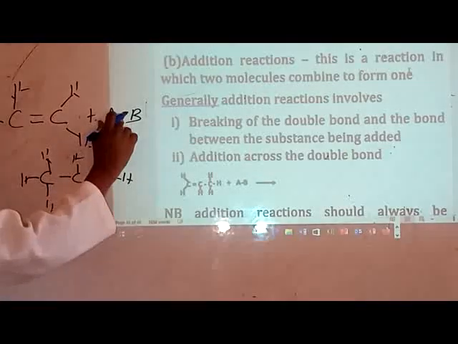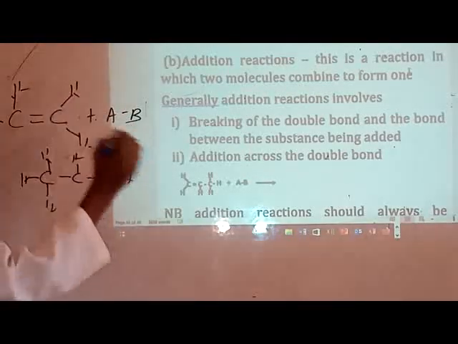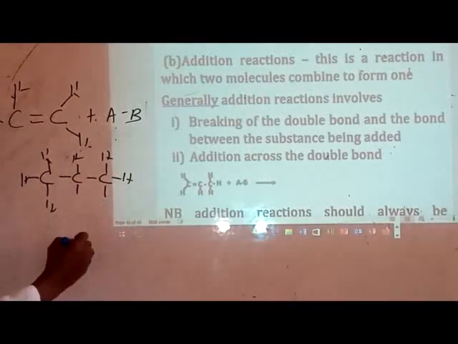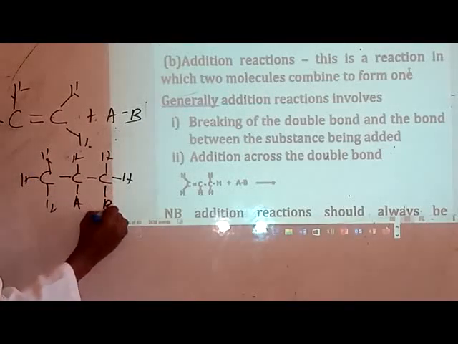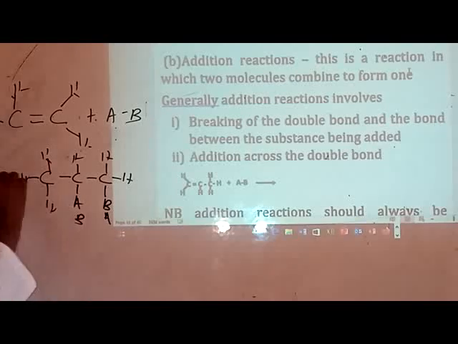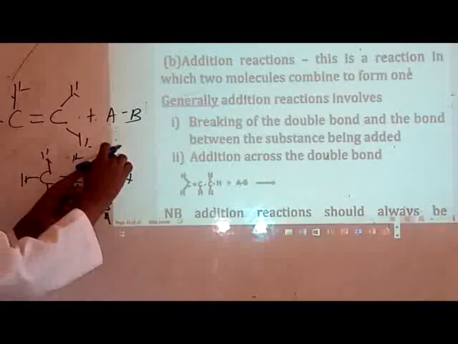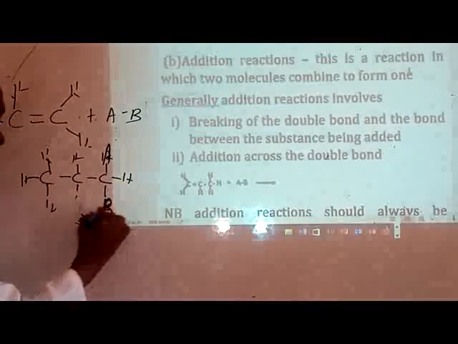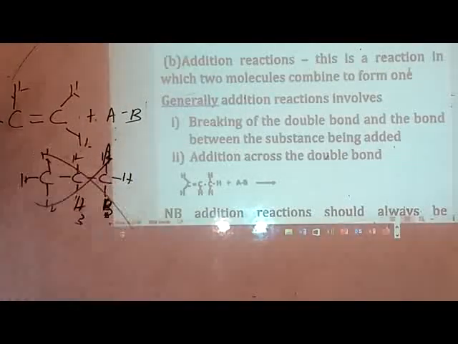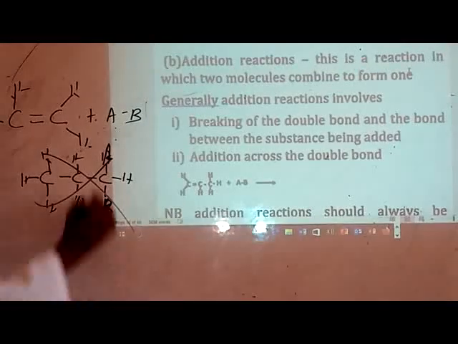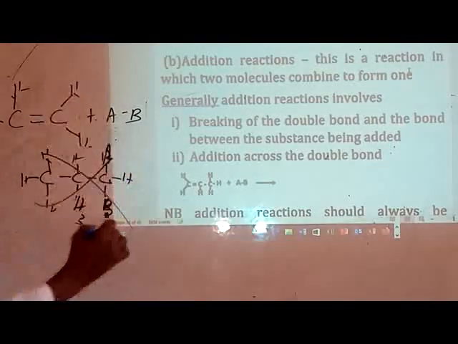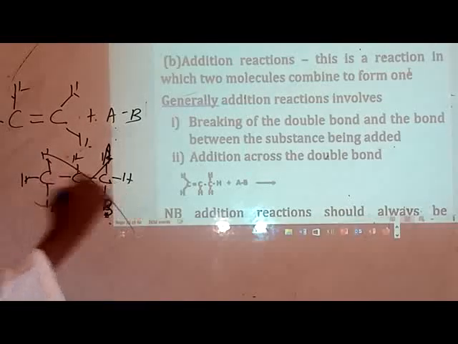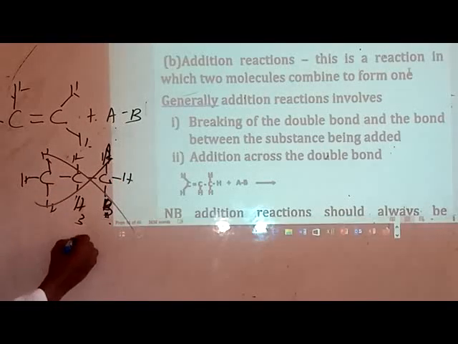Then you also break this bond. Then you add the AB across. One there, the other one there. A there, B there. Not A and B on the same carbon. Wrong. That can't happen. So you cannot add A and B on the same carbon atom. That will be illegal. Again, that's another thing that is very evil.